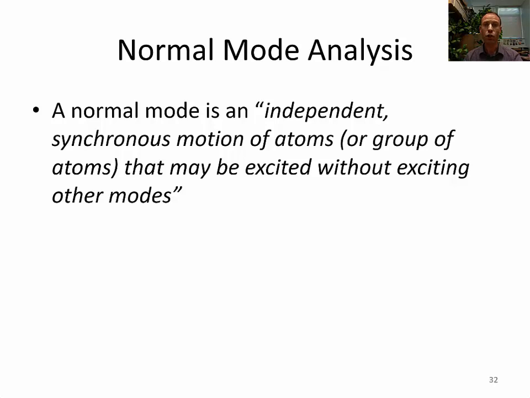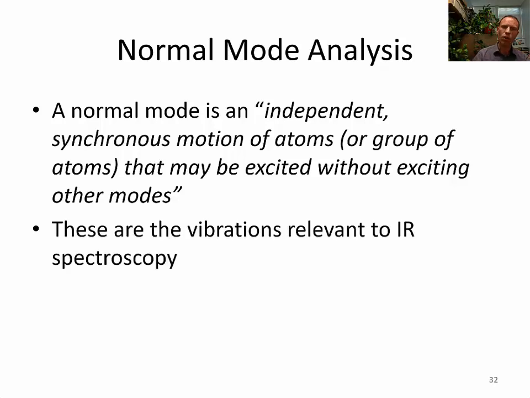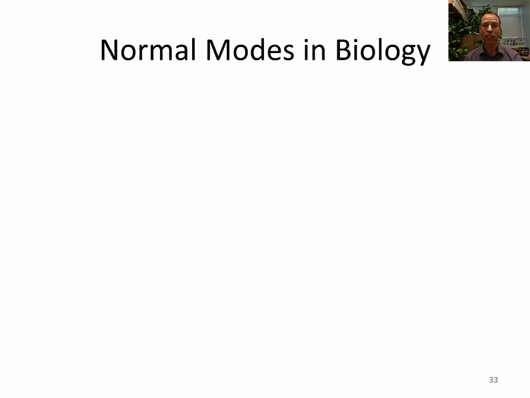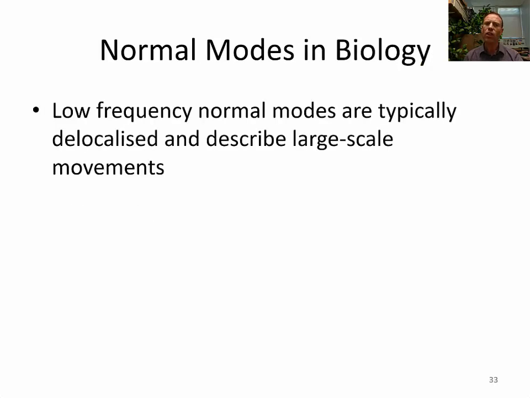Why might you want to calculate normal modes for biomolecules? So I've mentioned these are the vibrations relevant to infrared spectroscopy. When you're thinking about vibrations in the molecule, you'll remember the equation 3n-6. So for nonlinear species, and most biomolecules are nonlinear, there are 3n-6 normal modes in this system of n atoms. So why might you want to calculate these for biomolecules? Well, low frequency normal modes are typically delocalized and describe large scale movements of the system. And often these modes are associated with function.